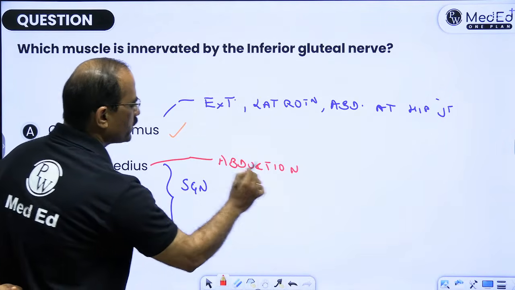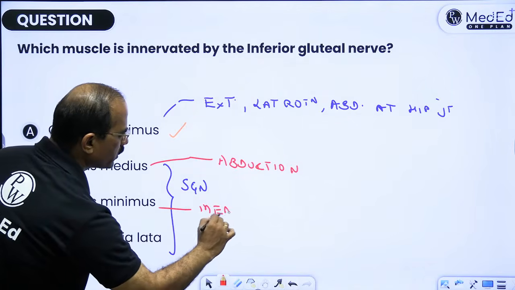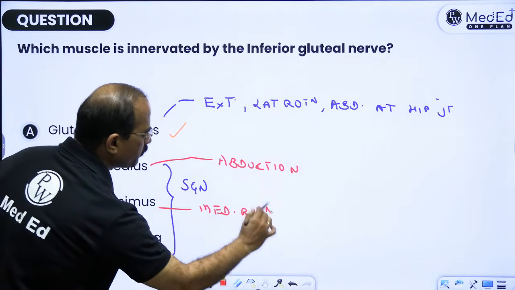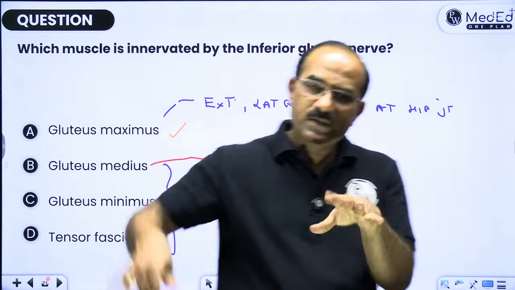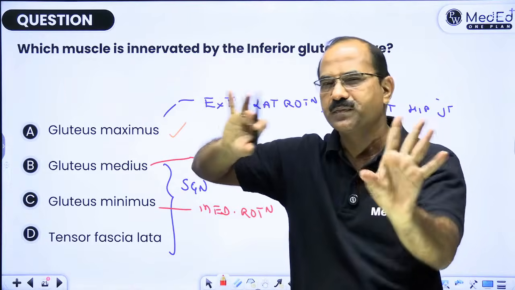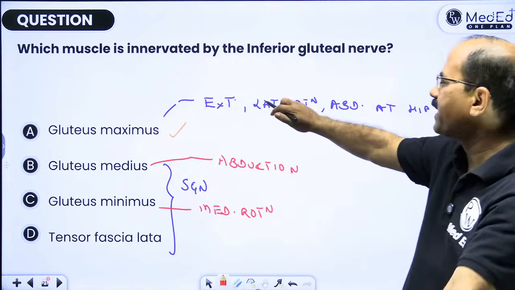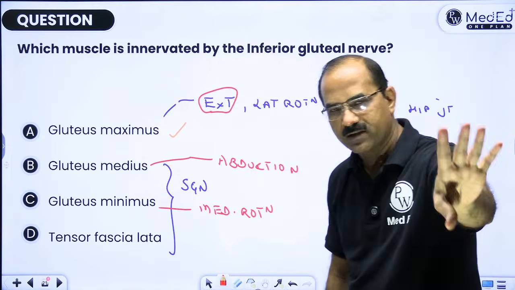Main action of gluteus medius is abduction. Gluteus minimus is medial rotation. So main action of medius is abduction. Main action of minimus is medial rotation. Maximus का main action is extension. ये याद रखना, ये पूछते हैं. This is asked.